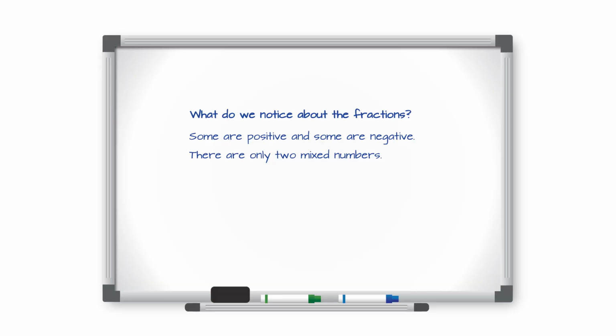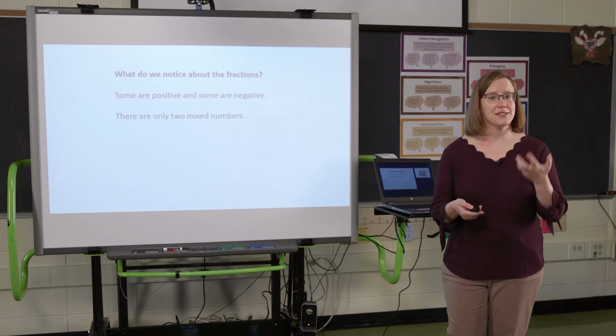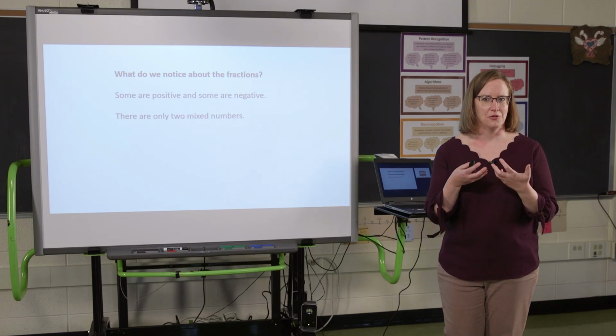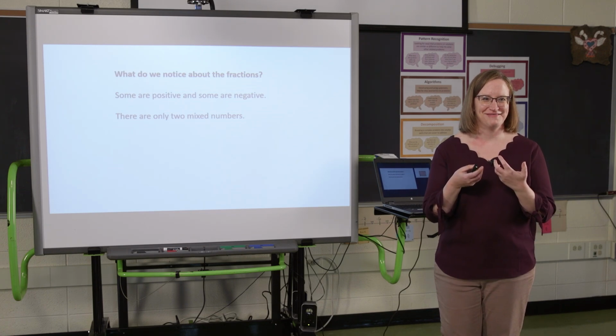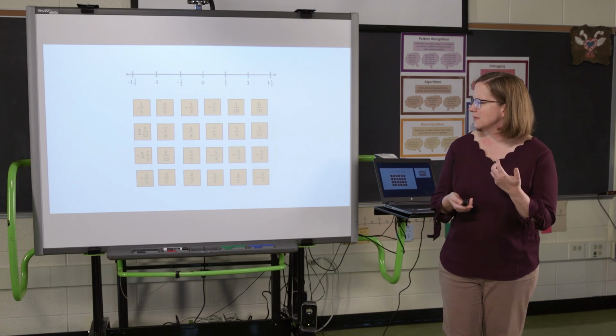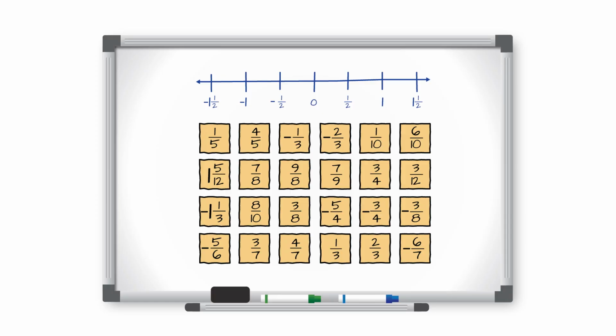Okay, there are only two mixed numbers. What's a mixed number? Remind us. Yeah, so a mixed number has a whole number part and a fraction part that are kind of written together. And it's like thinking about the sum of that whole number and that fraction part. So where are the mixed numbers here? Yeah, over here on the side, right? So we have 1 and 5/12 and -1 and 1/3. They kind of stick out because they're the only mixed numbers, right? I agree. Anything else you noticed?